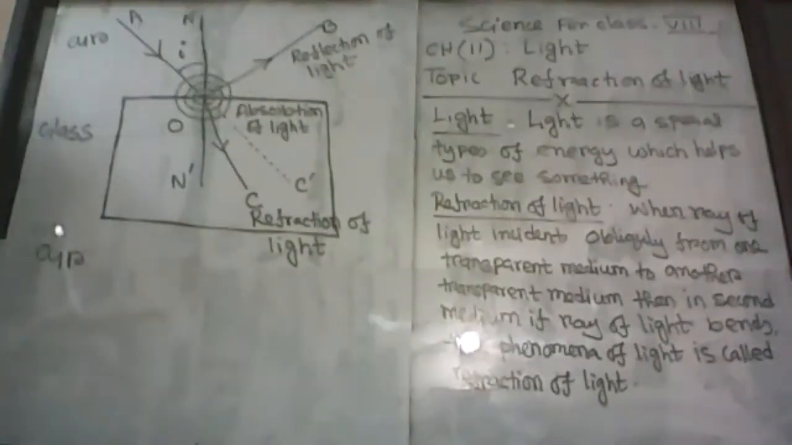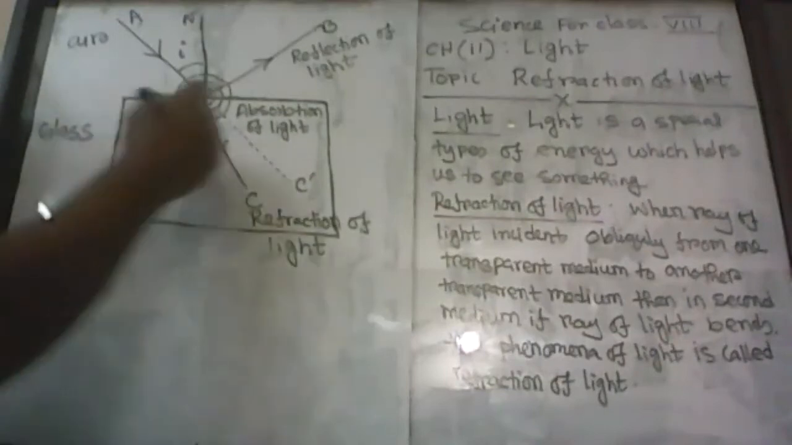And in the case of the glass medium, OC prime is not the pathway of light. Light cannot pass through the OC prime path, but it bends and comes closer to the normal line. So here you see the ray of light bends, and after bending this ray of light comes closer to the normal line. I repeat, boys and girls, when this ray of light comes closer to the normal line, then this bending of light is known as refraction of light.